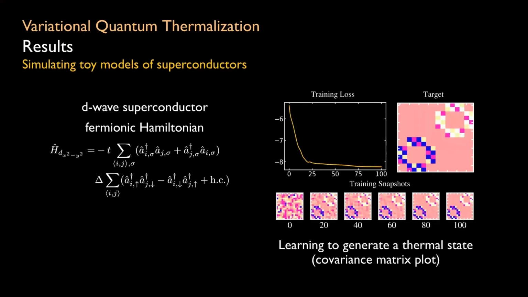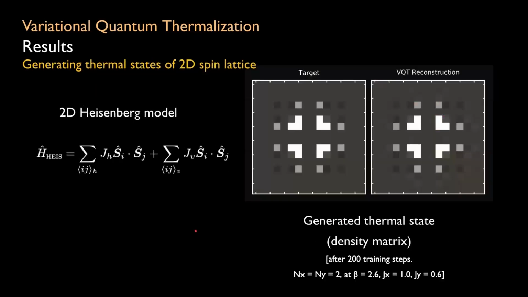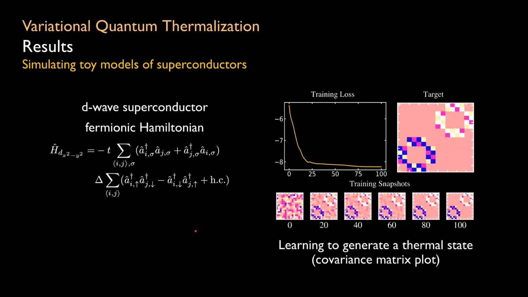So do these things work? Here we have a model for a superconductor. It's a fermionic model. And we plot the correlation function, the covariance matrix, or some fermionic version of it, over iterations.